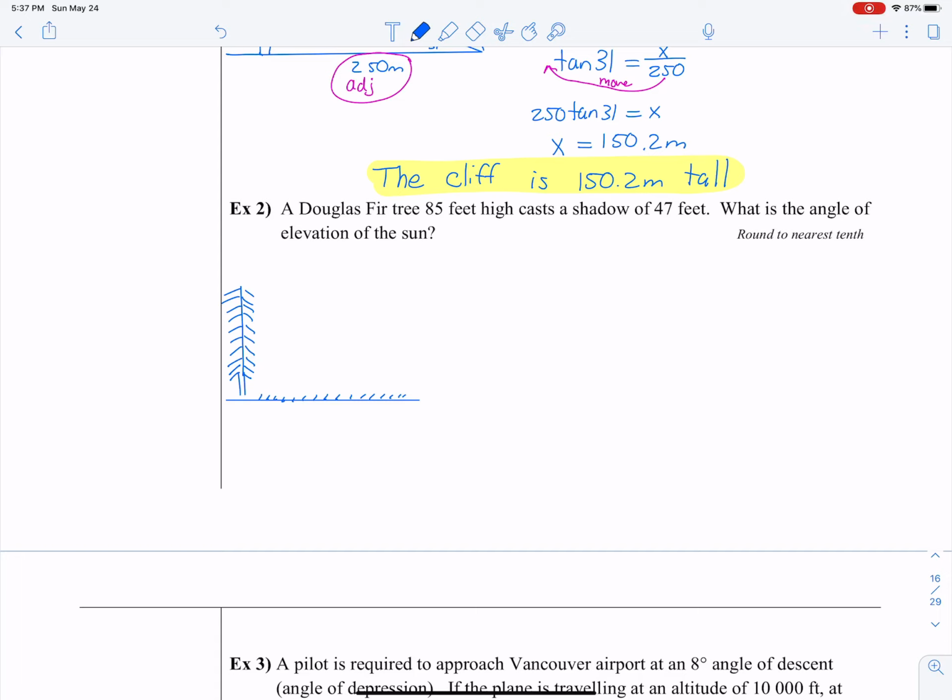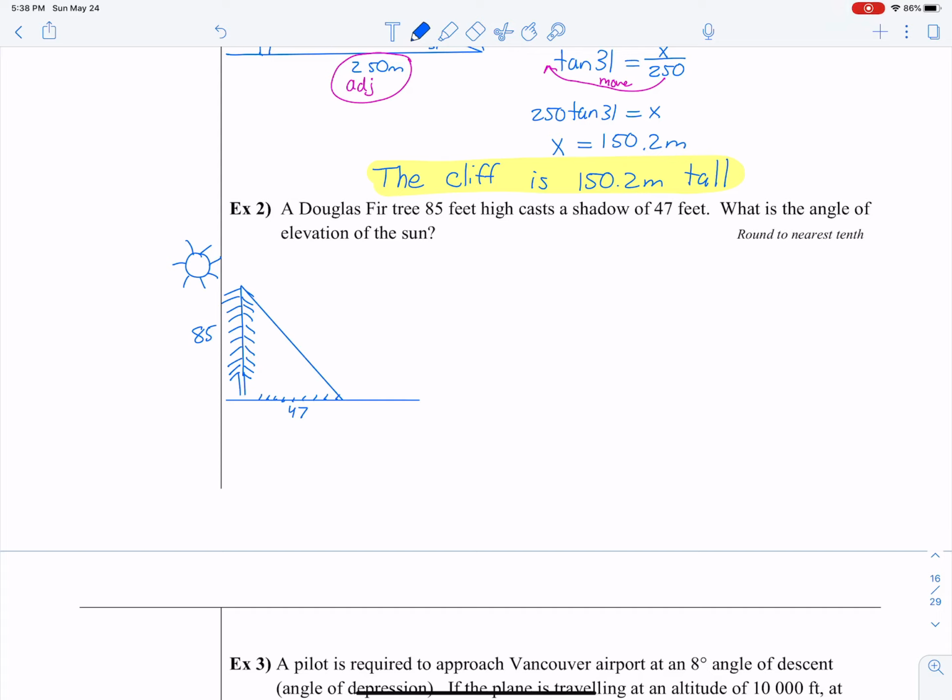So it says the tree is 85 feet high, and the shadow's small. Oh no, I did too much shadow here. There we go. The shadow is 47 feet. And we want this. Here's our sun over here. So it says, what is the angle of elevation of the sun?